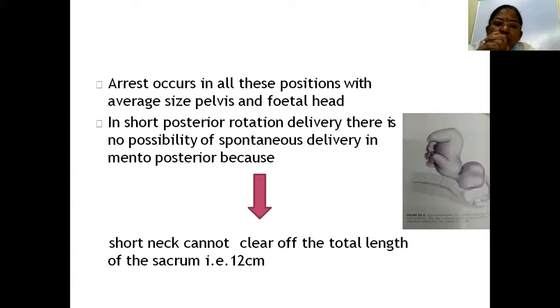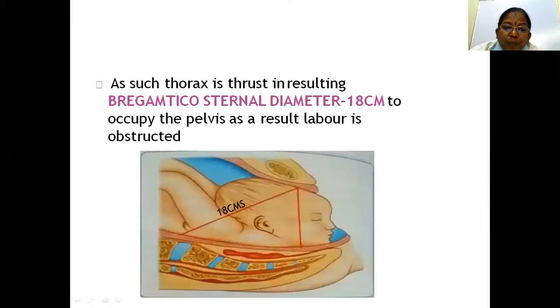So arrest occurs in all these positions with an average size pelvis and fetal head. In a short posterior position, there is no possibility of delivery because the short neck cannot clear the total length of the sacrum, 12 centimeter. There is no mechanism of labor as in direct occipito-posterior, where there can be face to pubis delivery. But that is not possible in case of face presentation.